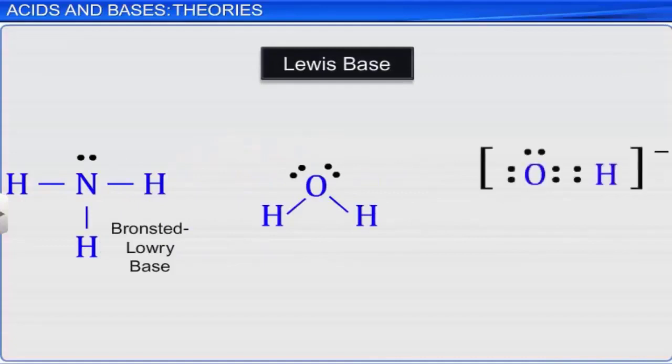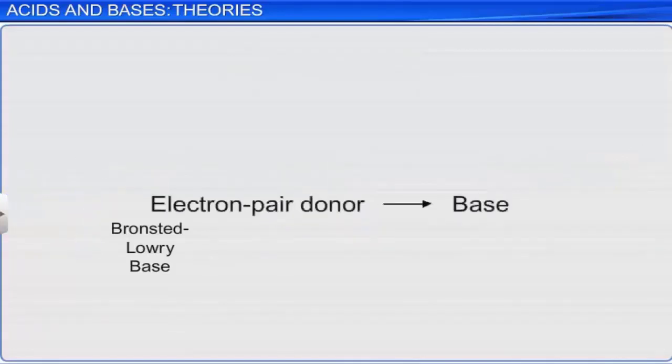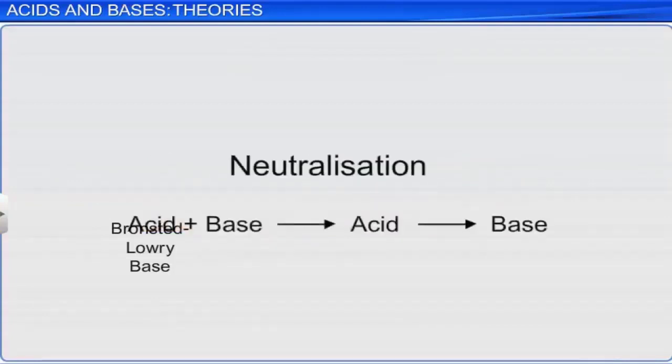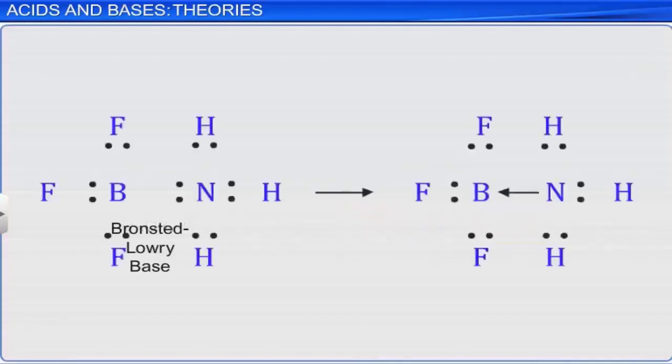In short, an electron pair donor is a base and an electron pair acceptor is an acid. According to this theory, a neutralization reaction is simply the formation of a coordinate covalent bond between an acid and a base. For example, in the formation of the NH3BF3 adduct, the boron of BF3 accepts a lone pair of electrons from the nitrogen of ammonia and forms a coordinate covalent bond.